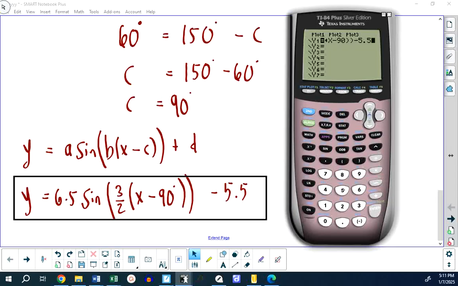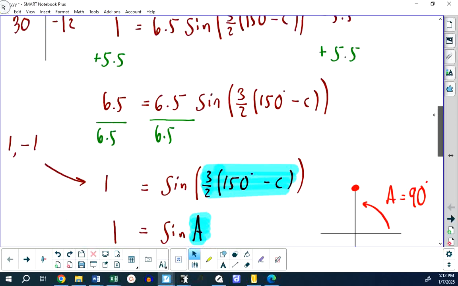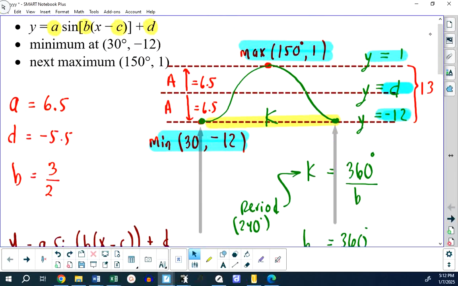Now I need to be really careful here. I want to double check things. 6.5 sine 1.5 bracket x minus 90, bracket minus 5.5. I need to make sure I'm in degree mode, because this question has all been about degrees, and I'm going to manually set up my window settings so that they will include these points.